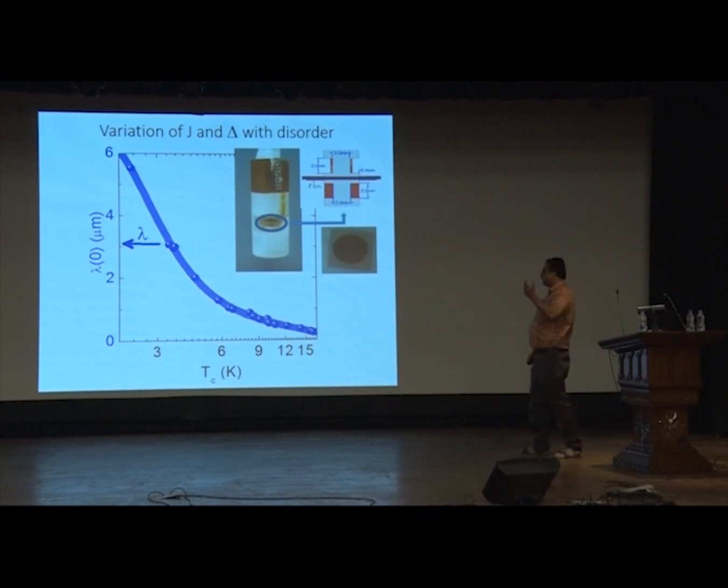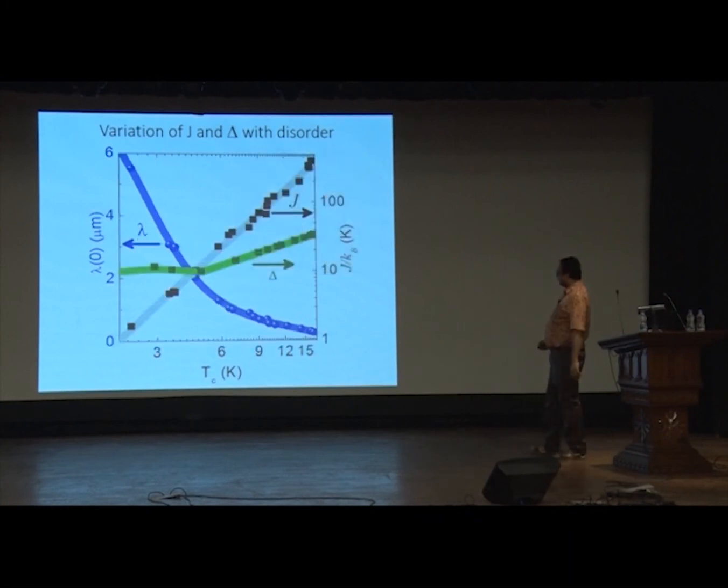Now I take the penetration depth and coherence length and convert it into this superfluid stiffness energy scale J. What I see is that as I go to stronger disorder, lower TC, my superfluid stiffness gradually drops. I plot in the same scale the superconducting gap energy scale. Now look at what happens.